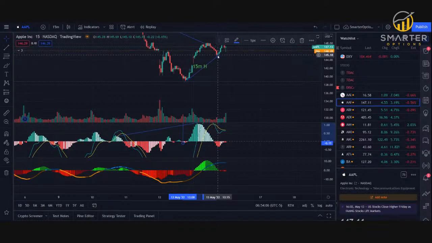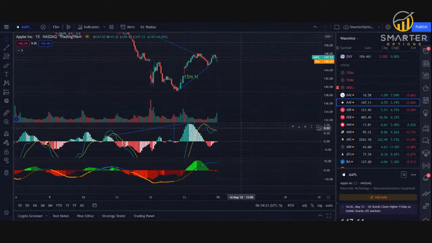So you're in this play, okay? And now we see this start to rotate and come up. All right, right here, right? So this would have been a place to exit based on the new divergent that you're seeing on this 15-minute hidden one.